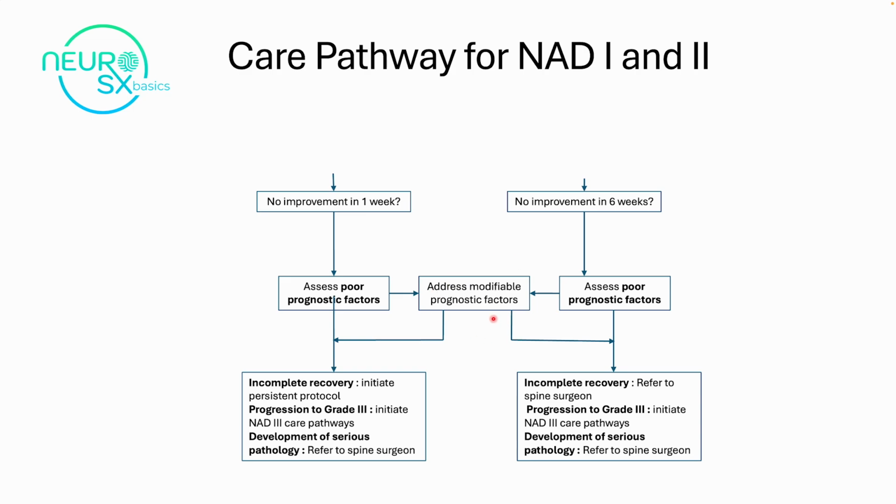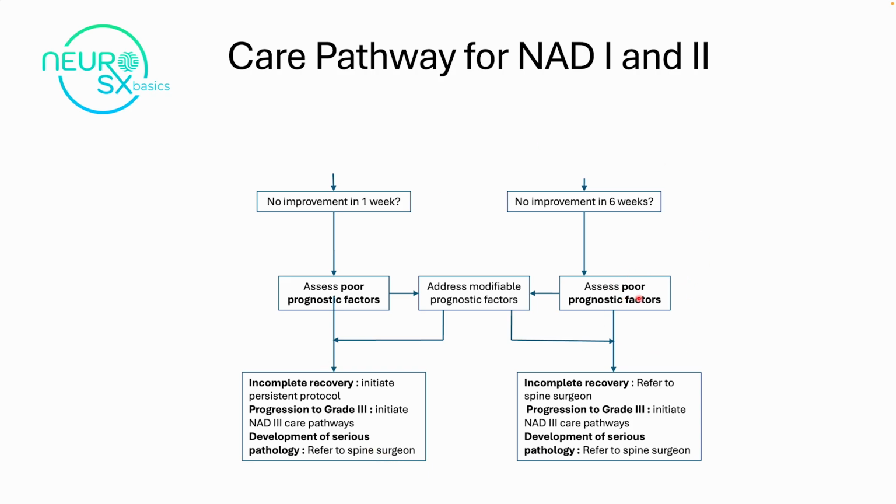Now, even after that, if the patient with recent onset NAD 1 and 2 has an incomplete recovery, then you would go and initiate the persistent protocol. That's the more than 3 months protocol on this side. But if they have progressed to grade 3, then you would initiate the grade 3 pathway. And if at any time they develop a serious pathology, then you refer them to the spine surgeon.